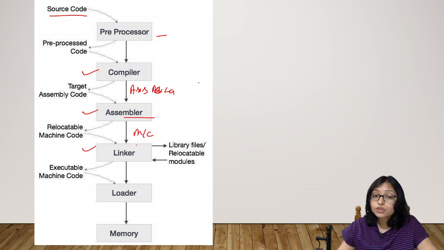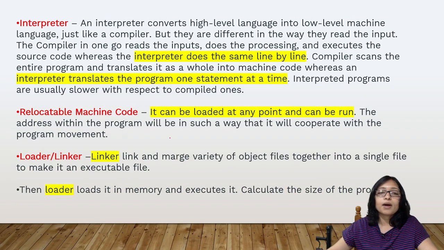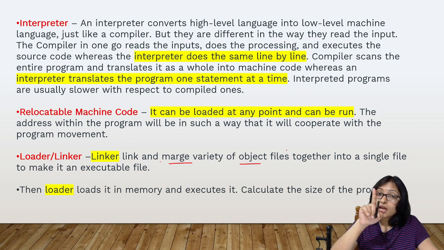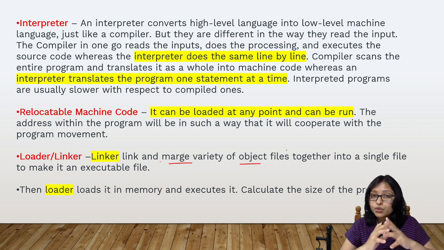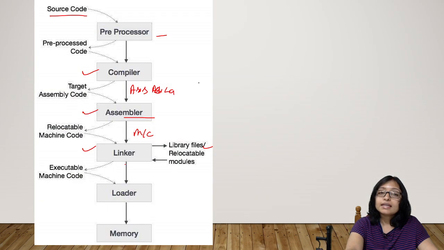From with which linker will link? With the library files. So the linker links and merges various types of object files together, because the assembler is providing you object files. Now all types of object files it is merging together, providing a single file, and making it an executable file. That is the part of the linker.